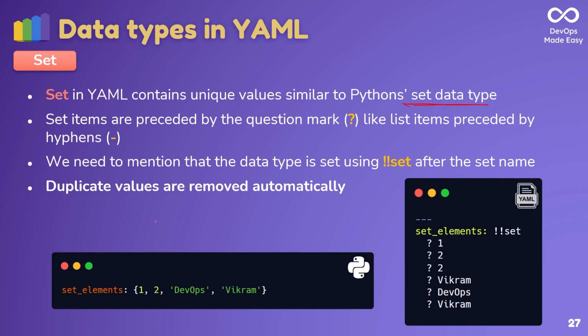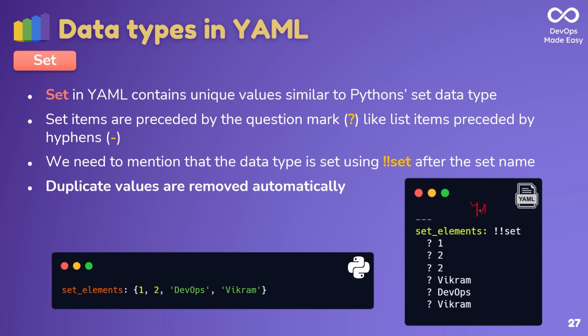Okay, so how do we mention sets in YAML? Instead of a hyphen for a list, we should have a question mark to indicate a set element, and after the name of the set we have to use this convention, that is double exclamation marks followed by set as the key. One of the important features of a set is that it will not allow duplicate elements.